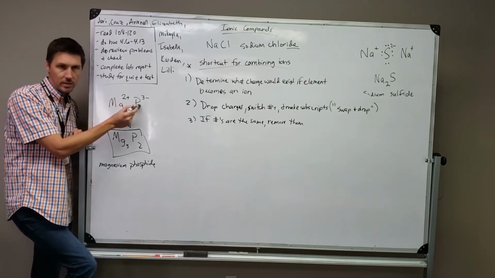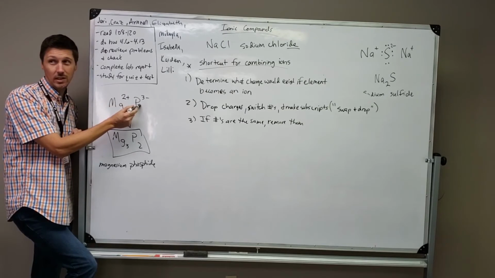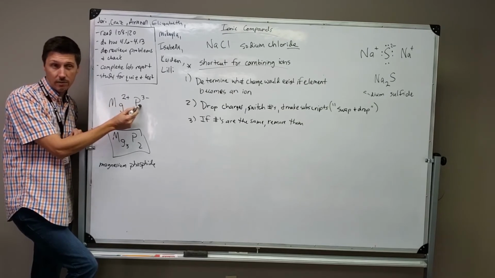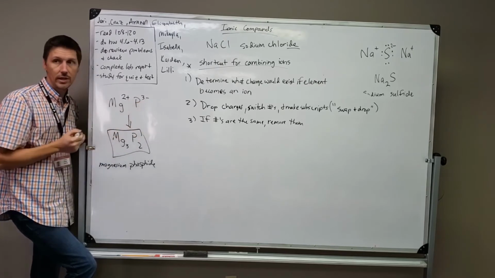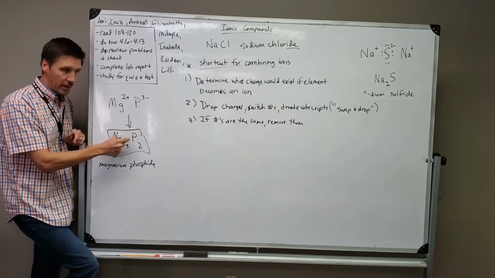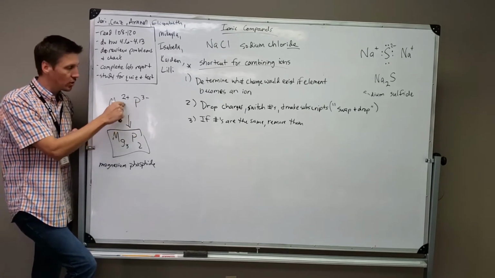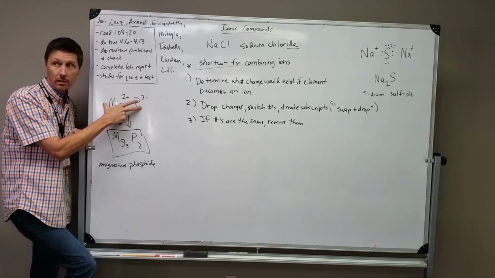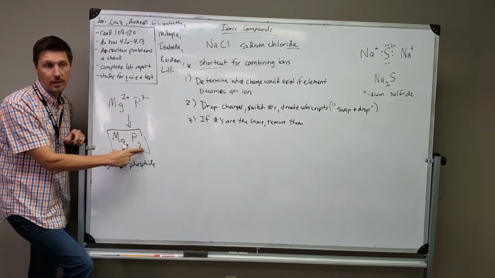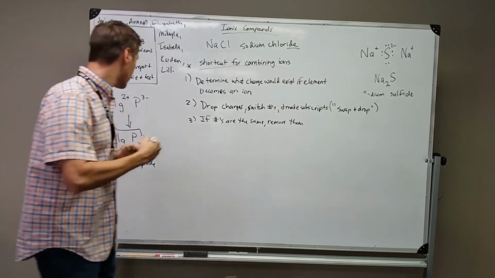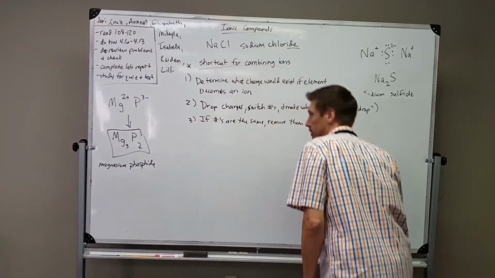You know that P is going to have a 3- charge, but it's because it's in column 5A, so it's got 5 valence electrons and needs to get 3 more to be ideal, and so it has a 3- charge. But this right here, the whole swap and drop thing, is just a quick way for you to go from here to what the actual chemical formula would be. Okay? The alternative way to do that is you could draw their Lewis structures, right?